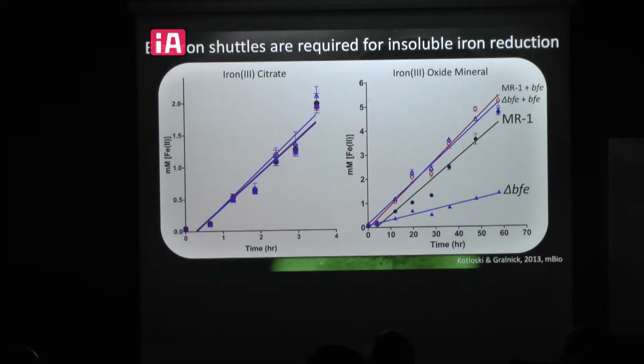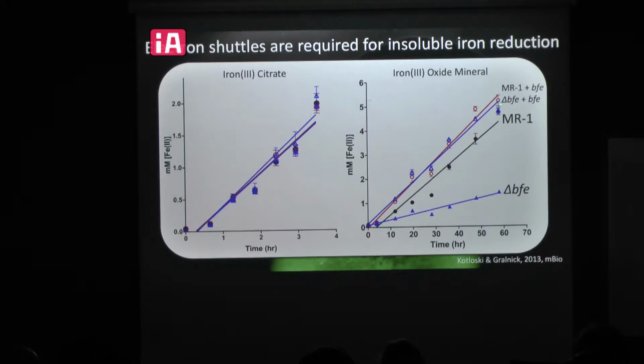Both are iron reduction experiments where we're looking at iron 3 being converted into iron 2 over time. And on the left is soluble iron 3 or chelated iron 3, iron citrate. And you see the mutant and the wild type, and when we complement the mutant and the wild type, we all have the exact same reduction rates here. But when we use an insoluble substrate, we see a major defect. So here's the BFE deletion strain, reducing iron about 75% less than what wild type can do.